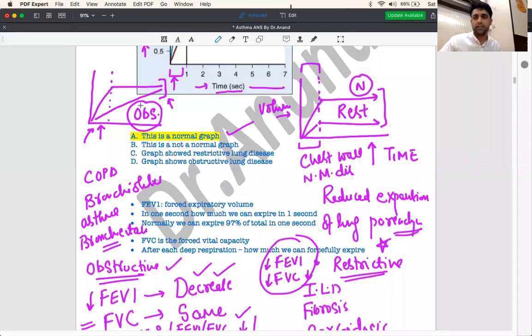Examiners always ask why this ratio decreases, why this ratio increases. Name some examples. A patient of fibrosis of lung, what do you think? Is it obstructive or restrictive lung disease? So you'll tell them, sir, it looks more like a restrictive, because whenever there is reduced expansion of the lung parenchyma, I should think of a restrictive lung disease. Examples: fibrosis, sarcoidosis, and all.